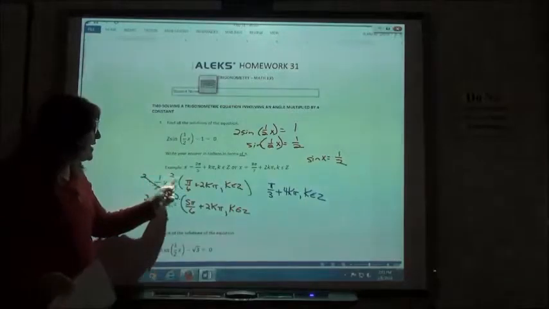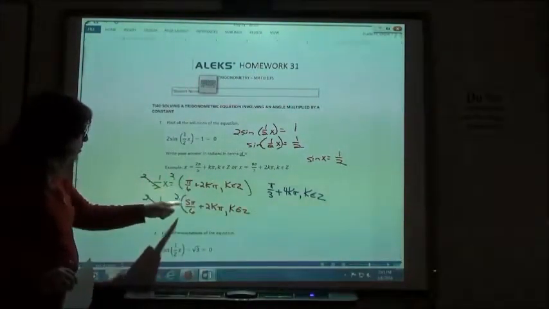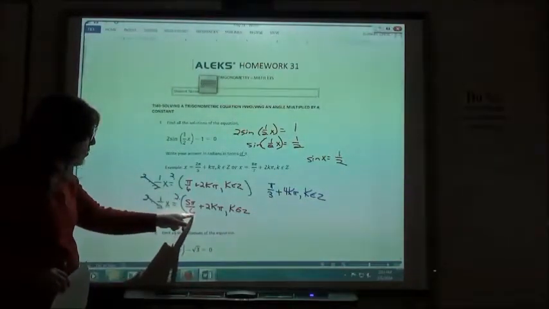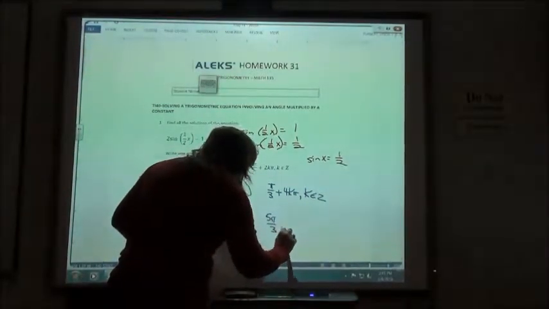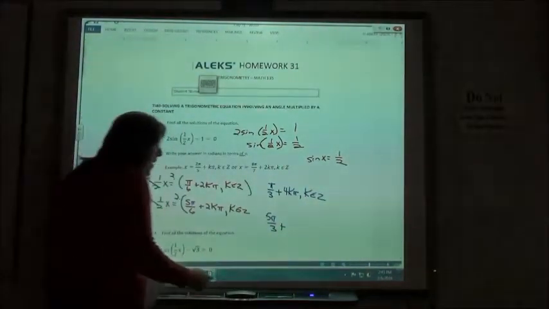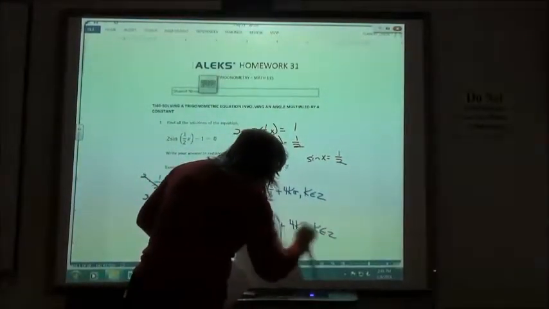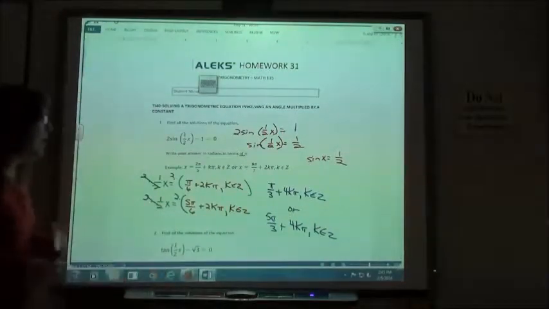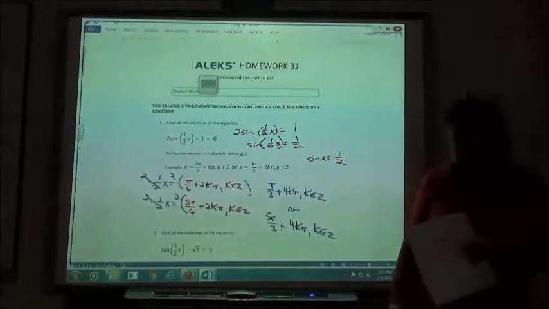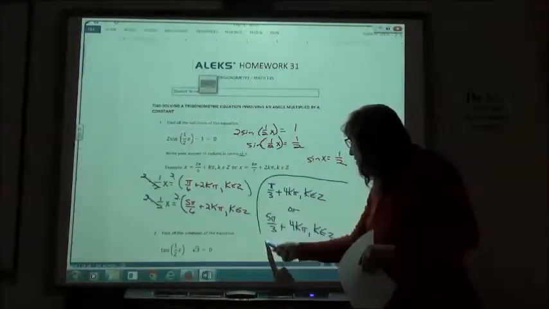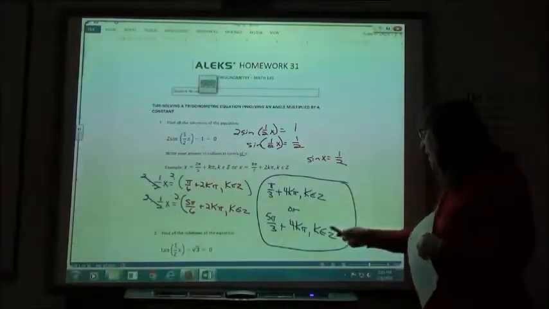So I distribute that and take the 2 times this and 2 times this. Same thing here. When I multiply this by 2, the 2 would cancel out with that, make that 5 pi over 3, plus 2 times 2k pi would make that 4k pi, with k being an element of z. So I'm going to have those two answers, pi over 3 plus 4k pi with k being an element of z, or 5 pi over 3 plus my 4k pi with k being an element of z.